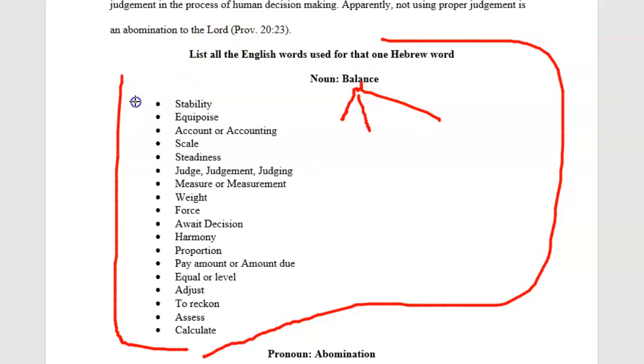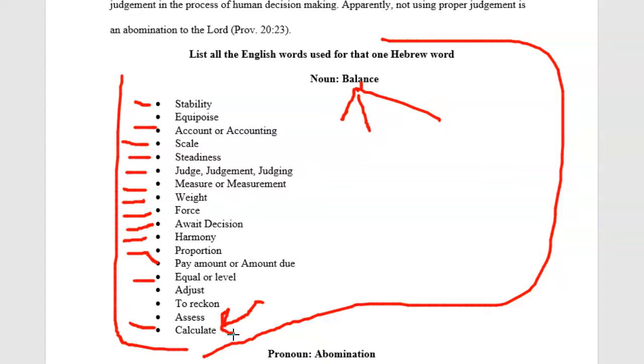So when we look here at this list, we can see stability, we can see account, we can see scale, steadiness, judge, measure, weight, force, awaiting a decision, harmony, pay, amount or an amount due, equal, adjust, reckon, assess, calculate. So balance, for example, just to give you an idea of what balance can mean in terms of calculation.